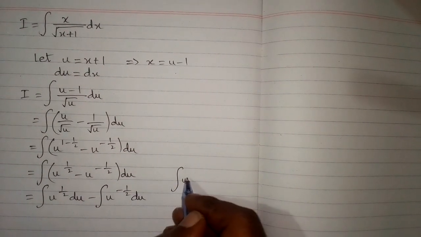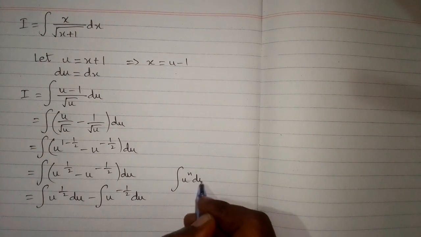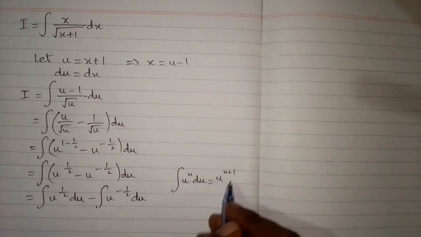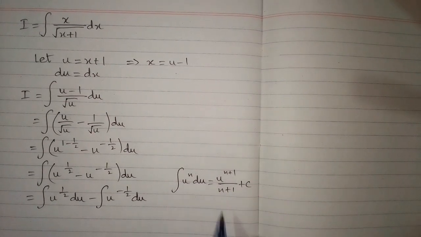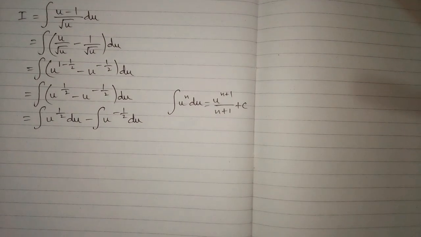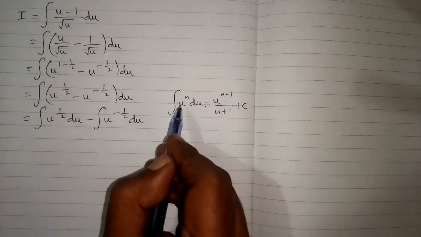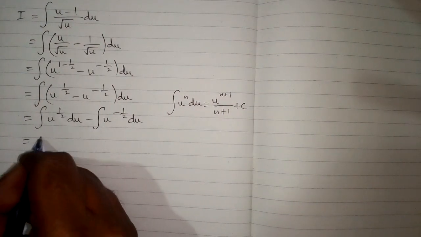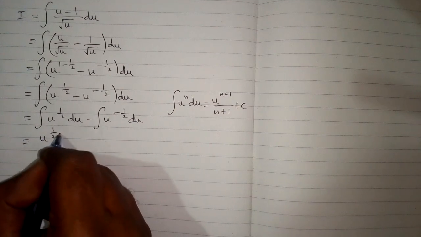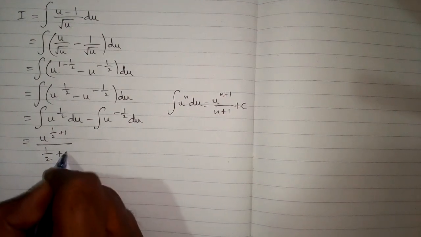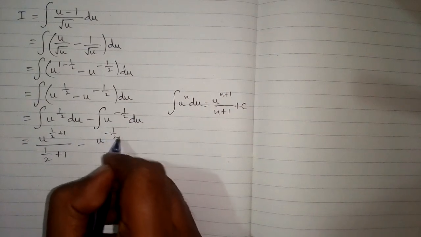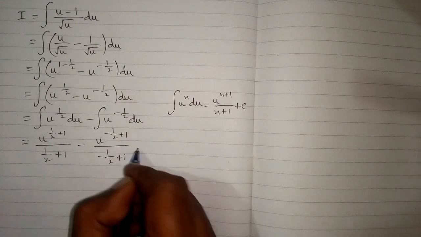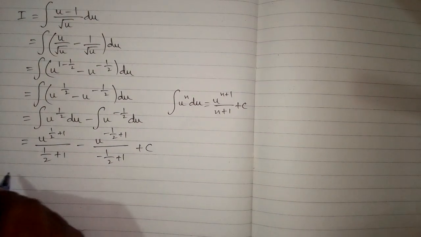Now here we apply the power rule of integration, which is integral of u raised to the power n is equal to u raised to the power n plus 1 upon n plus 1 plus c. So here we can see that we have 1 upon 2 in place of this n. So we put 1 upon 2 over here and over here. So this will become u raised to the power 1 upon 2 plus 1 upon 1 upon 2 plus 1 minus u raised to the power minus 1 upon 2 plus 1 upon minus 1 upon 2 plus 1 plus c, where c is the constant of integration.